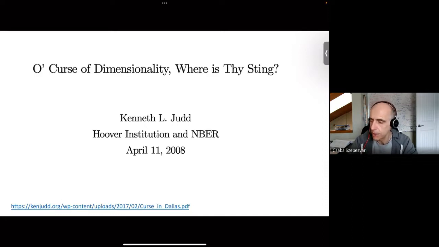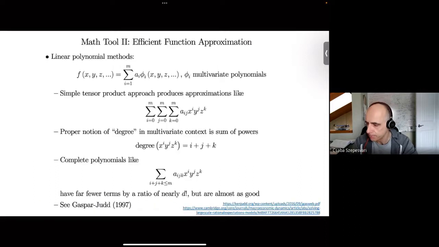Anyway, so the last time I told you to maybe look at this presentation by Kenneth Judd, of course, on the curse of dimensionality. Here is the reference. It was copied to Slack as well.